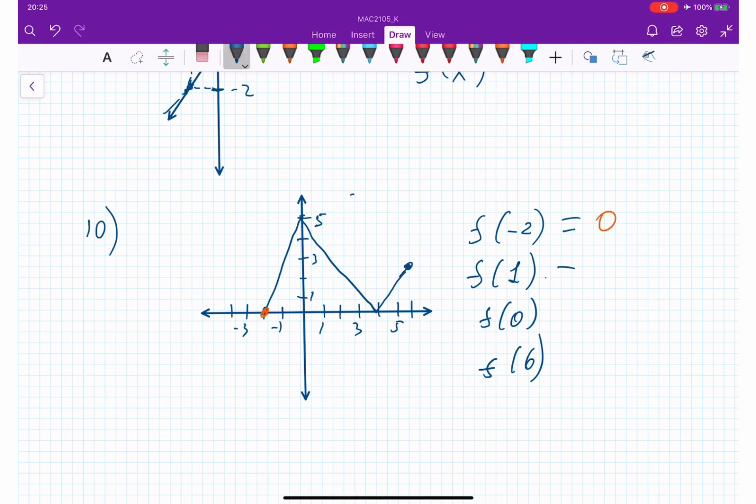Next, f of 1. So where is my 1 on x? Here. I'm going up, and it's coming right on 3, which means f of 1 is going to be equal to 3. F of 0, which means when my x is 0, how much is going to be my value? It's going to be all the way 5, correct? Because x is 0 right here, and the graph is right here. So when it's 0, it's going to be equal to 5. And when my x is 6, it's right here. So my y is going to be right at this point, which is coming here. It's going to be 2.5, right?